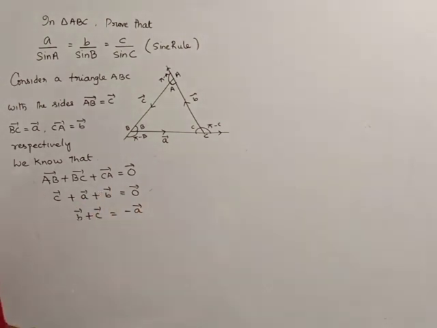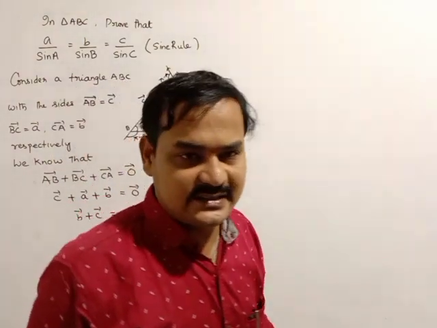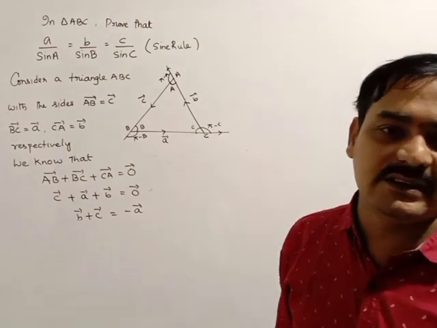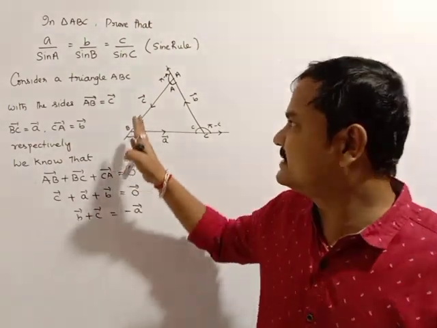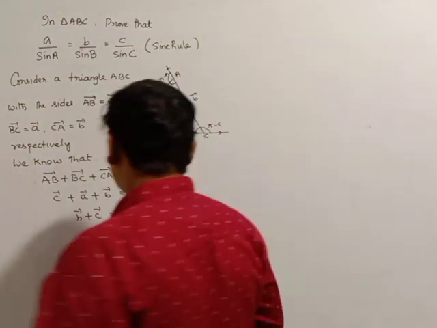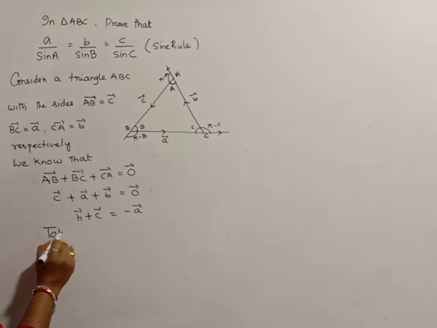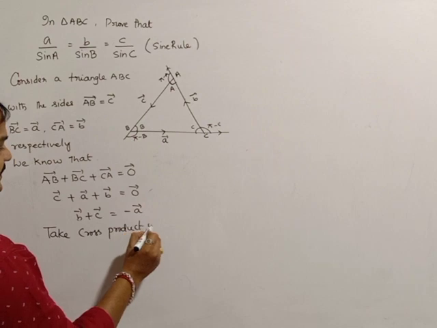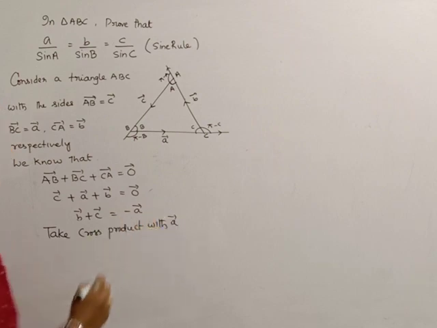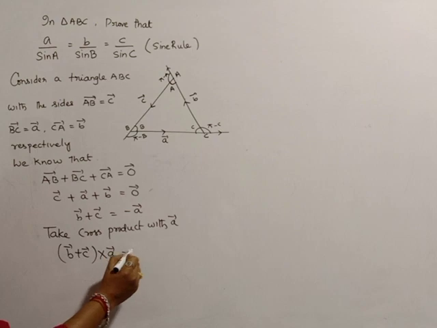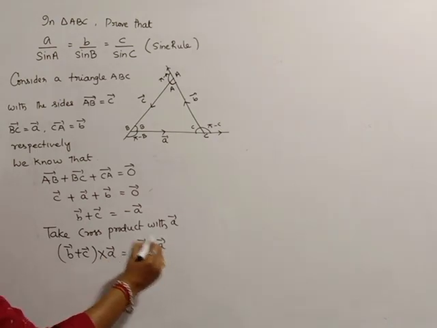b bar plus c bar is equal to minus a bar. Just before, I explained that if the question is linked with cos, you must go for the dot product. In this question it is linked with sine, so you must go for the cross product. For that purpose, take the cross product with a bar. Then we get b bar plus c bar cross a bar is equal to minus a bar cross a bar.